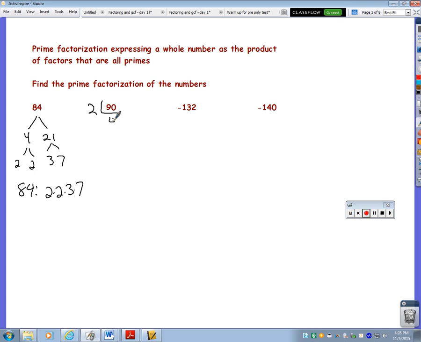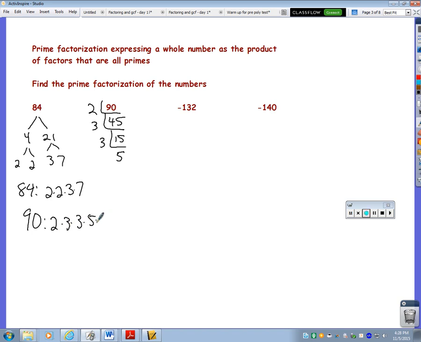2 goes into 90 45 times. 3 goes into 45 15 times. 3 goes into 15 5 times. So the prime factors of 90 are 2 times 3 times 3 times 5.